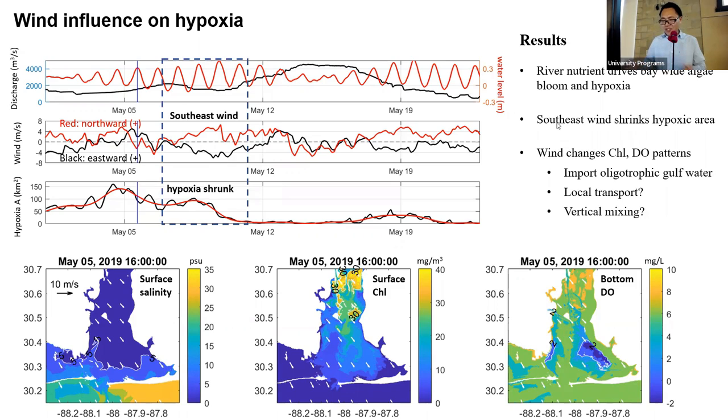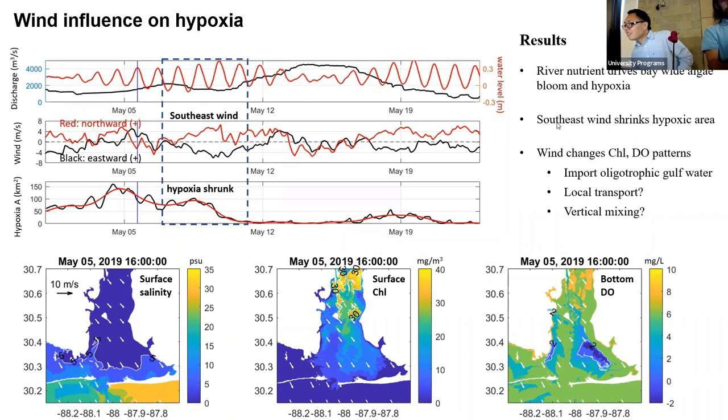And if you mean extending the model domain to a deeper area, for this one it's hard. We focus on the bay. The one we're developing will cover the whole Mississippi Bight, from Florida to St. Joseph Bay, so you might have a larger domain and consider the hypoxia on the shelf.